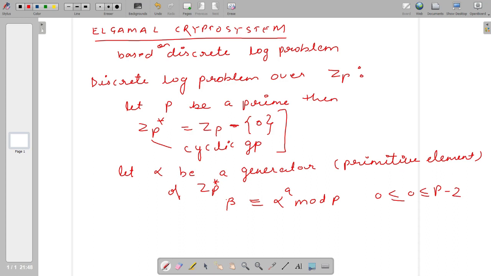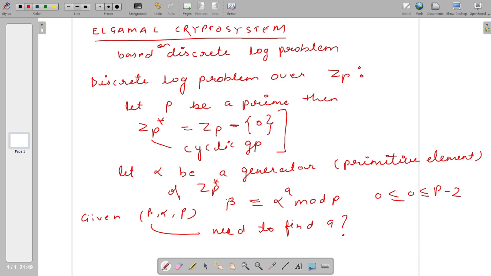So now what is given here? Here given is alpha, beta, and p, and what we have to do is find a. This is the discrete log problem. We need to find a, such that alpha is the generator or primitive element of the group.